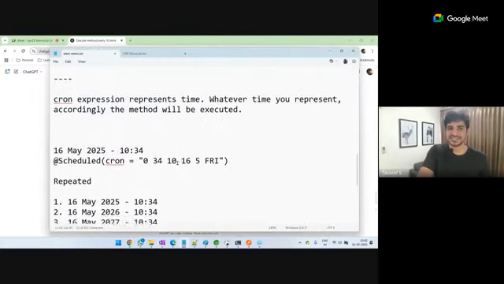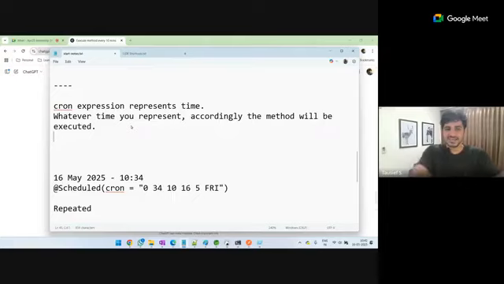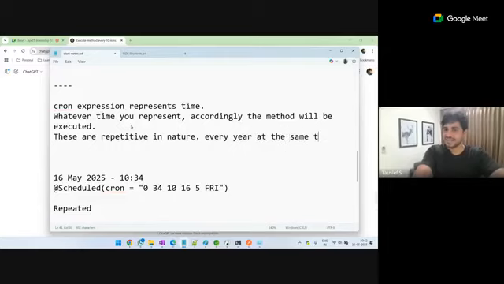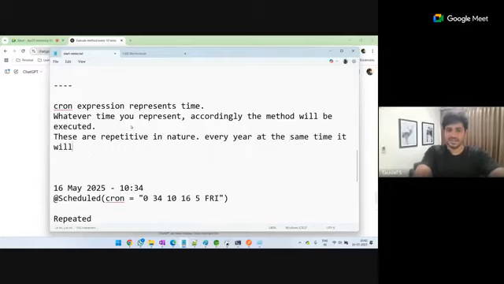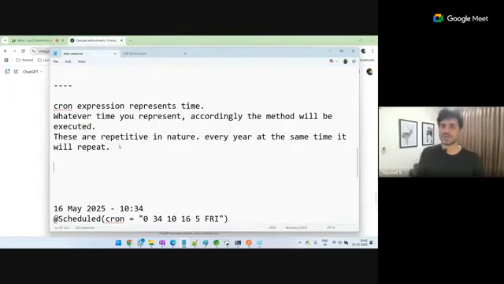So these are the few learnings. Cron represents time. Whatever time you represent, accordingly the method will be executed at that time. And the third part is these are repetitive in nature. So every year at the same time it will repeat as long as the Spring Boot application is up and running forever. It will repeat over and over again. Simple, this is what it is.